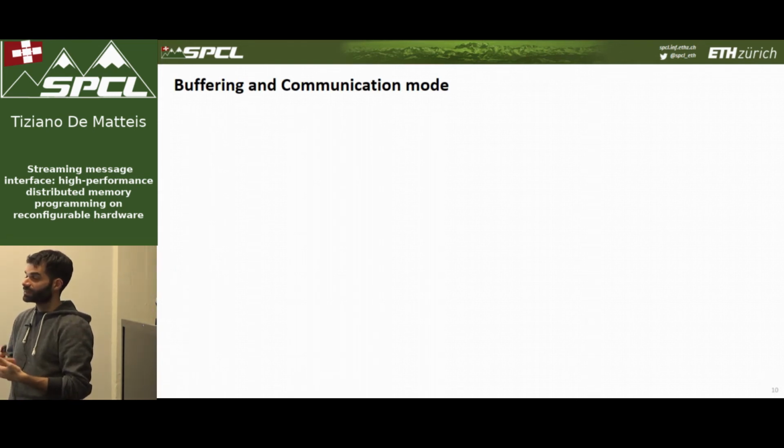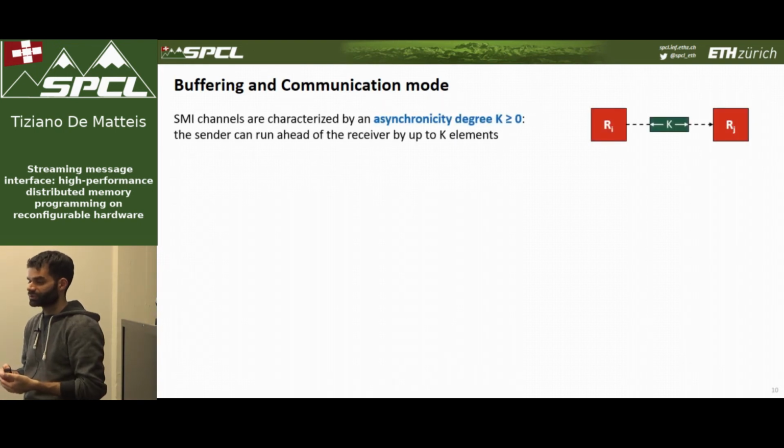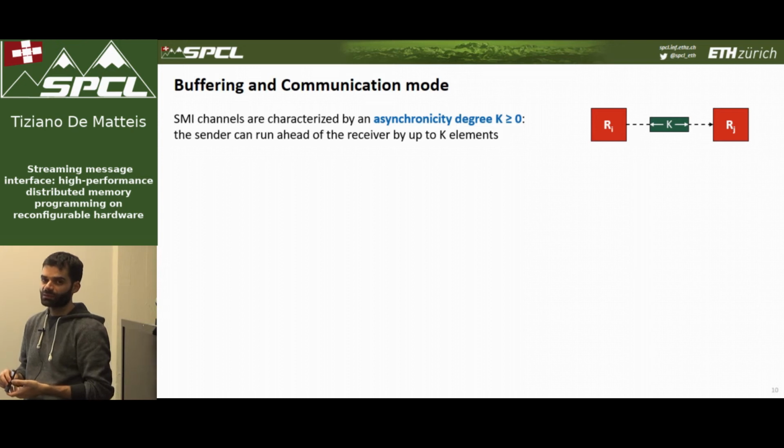We also discussed buffering and communication mode. Each channel in SMI is characterized by an asynchronicity degree k, which is a number greater than or equal to 0, which means that essentially the sender can run ahead of the receiver by up to k data elements. Now the way in which this buffer is implemented depends on the implementation used. It can be implemented with any form of on-chip memory, such as registers or BRAM.